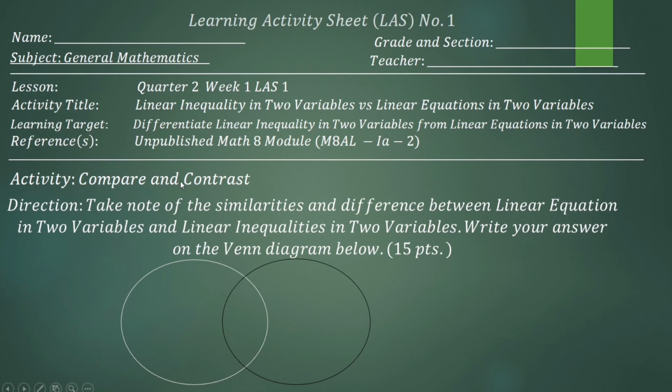Okay, for our last learning activity sheet, we have quarter 2, week 1, last one. Activity: compare and contrast. Direction: take note of the similarities and differences between linear equations in two variables and linear inequalities in two variables, then write your answer on the Venn diagram. Una, we have a first circle here, linear inequality in two variables, and also the linear equations. Isulat natin yung similarities and differences. Ang nasa gitna, what we call the intersection, is both the linear inequality and linear equations.